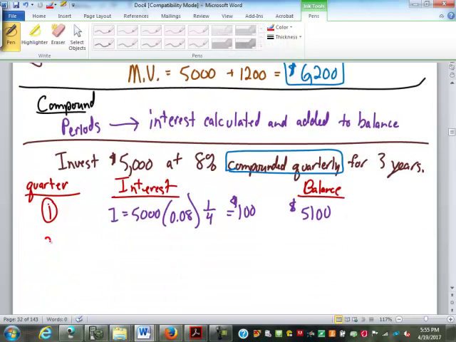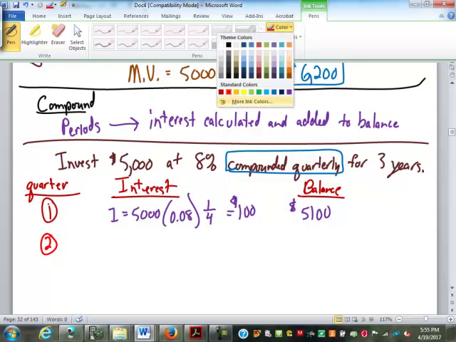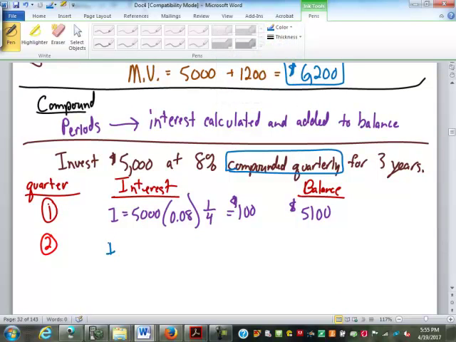So what that means is we start quarter 2 with a balance of $5,100. And we're going to use that to calculate the interest. So we find that interest, and it's going to be $102, giving us a balance of $5,202.